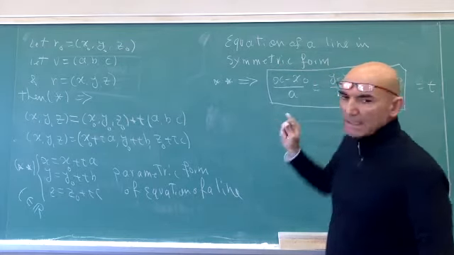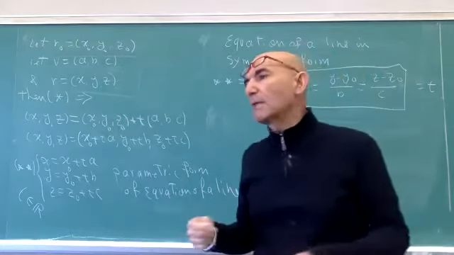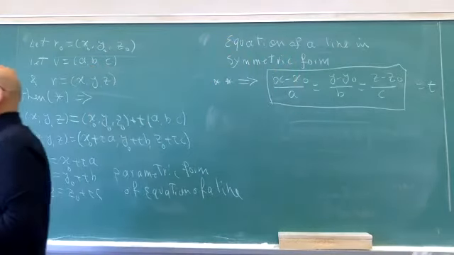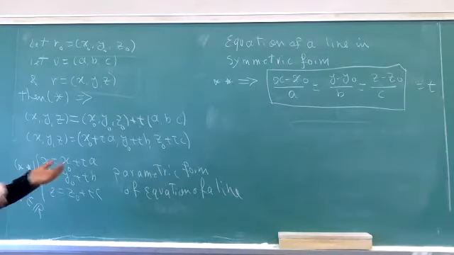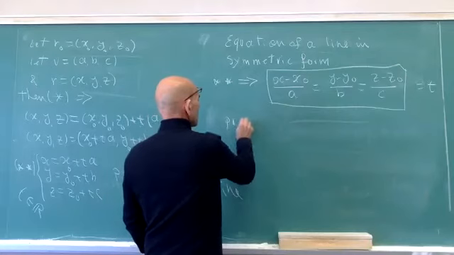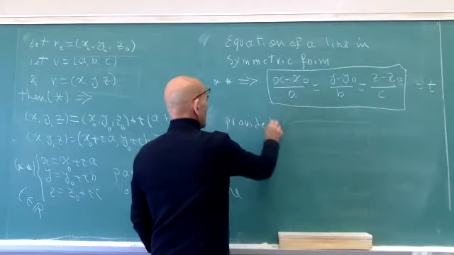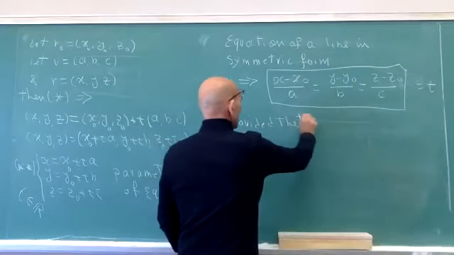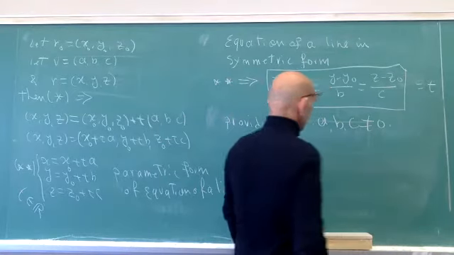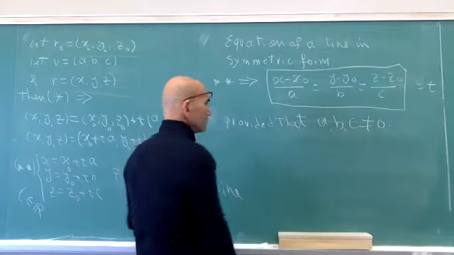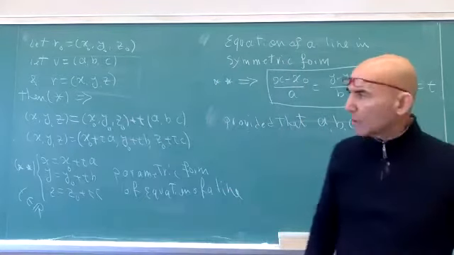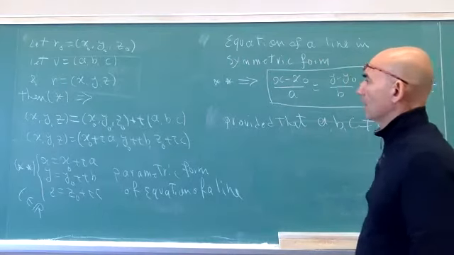Of course, this is allowed only if a, b, c are all non-zero, because we cannot divide by 0, so otherwise this won't be allowed. So this is called the symmetric equation of the line.